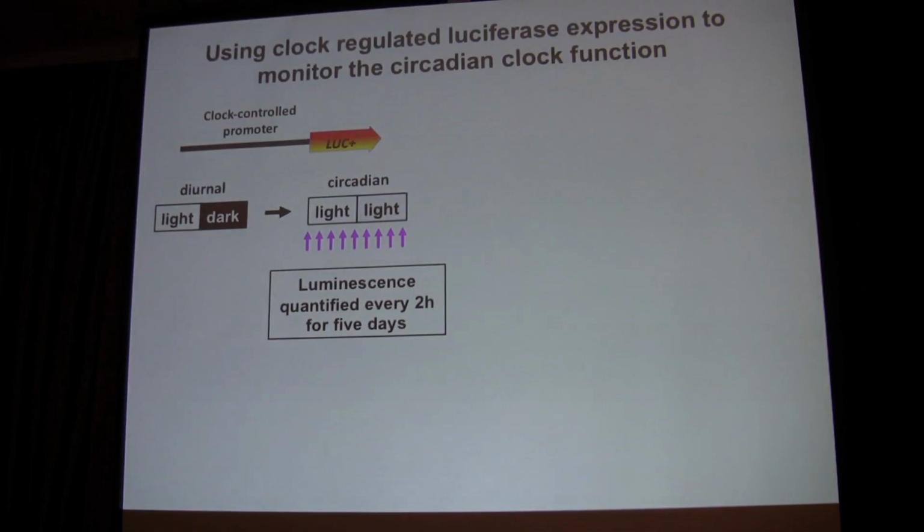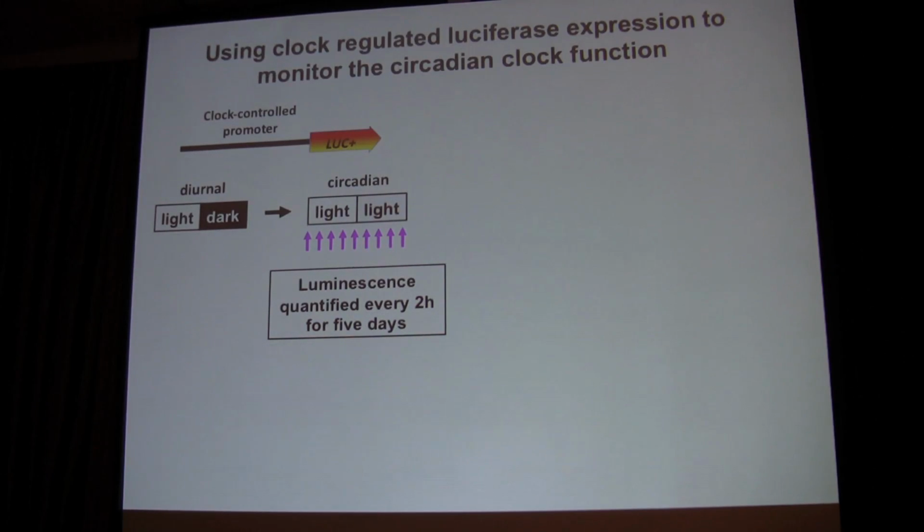And one strategy that is widely used is to generate transgenic organisms. We generate transgenic plants that carry a luciferase reporter gene whose expression is driven by a clock control promoter. So now those plants are going to produce luciferase in a rhythmic way. And of course, photons emitted from that plant are going to also follow a waveform that is repeated every day.